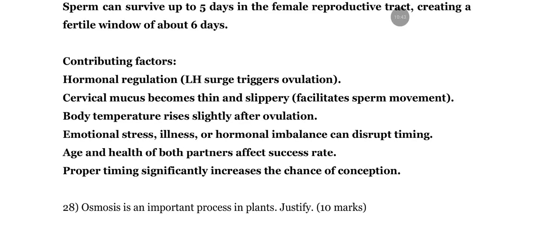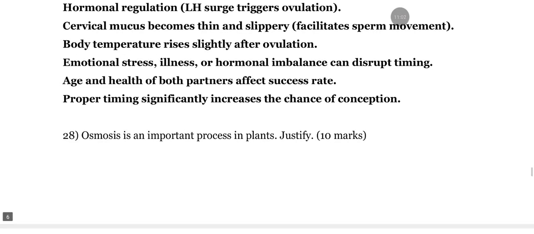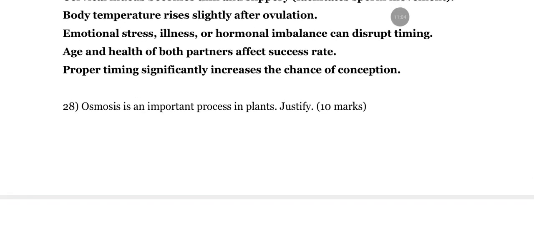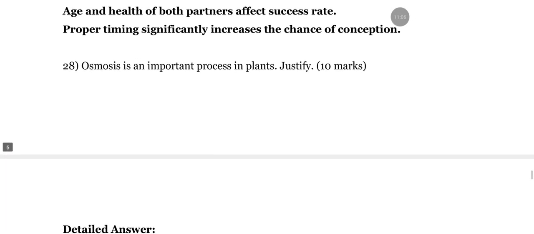Contributing factors include hormonal regulation. Cervical mucus becomes thin and slippery. Body temperature rises slightly after ovulation. Emotional stress, illness, or hormonal imbalance can disrupt timing. Also, age and health of both partners affect the success rate. So proper timing significantly increases the chance of conception.